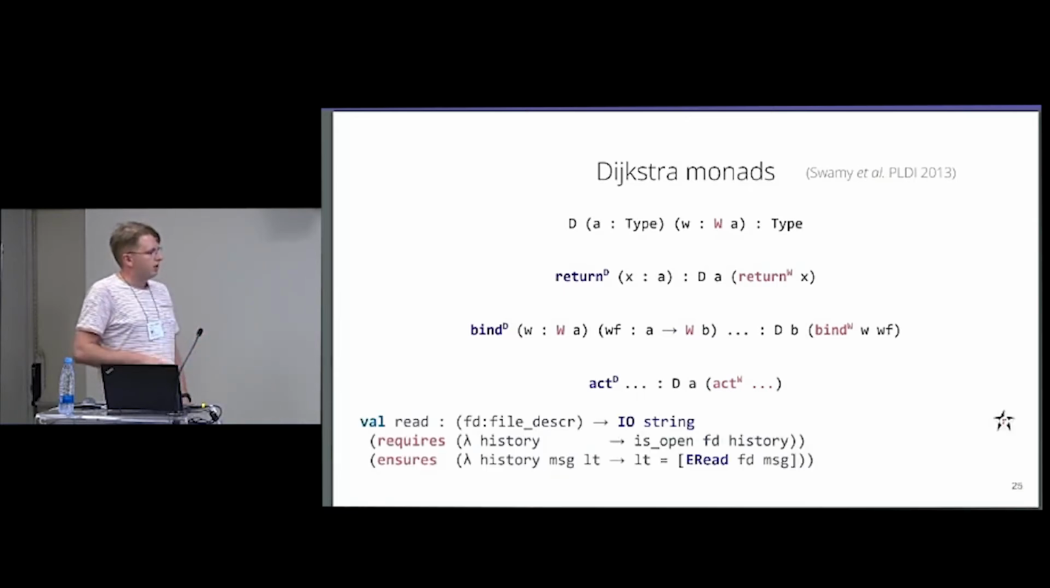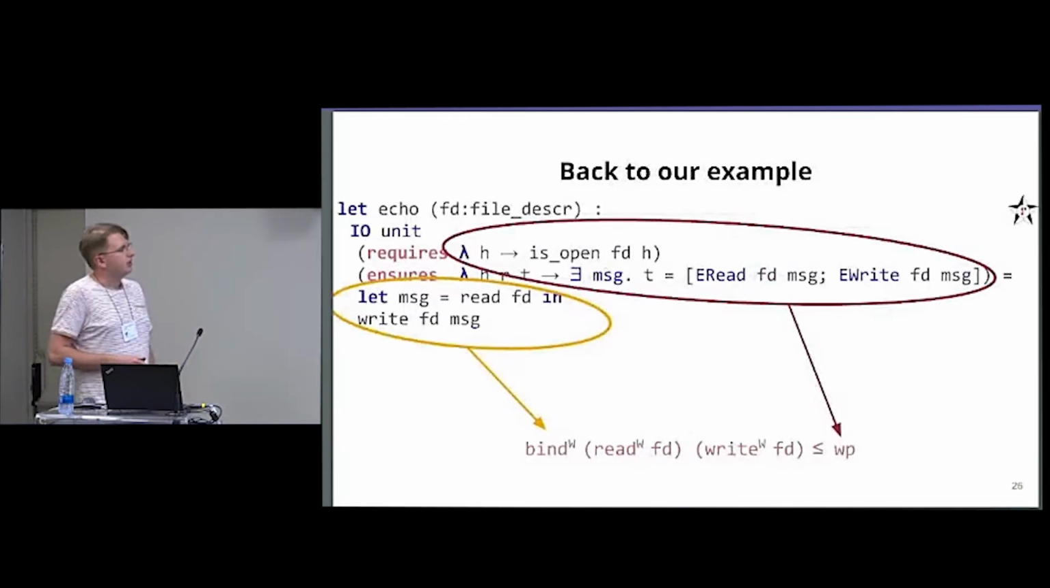Here is the specification of read written as pre and post. The specification of read is that the file descriptor given as argument must be open, and the local trace produced by read is exactly one event, and that is a read. Right? So it's really precise.